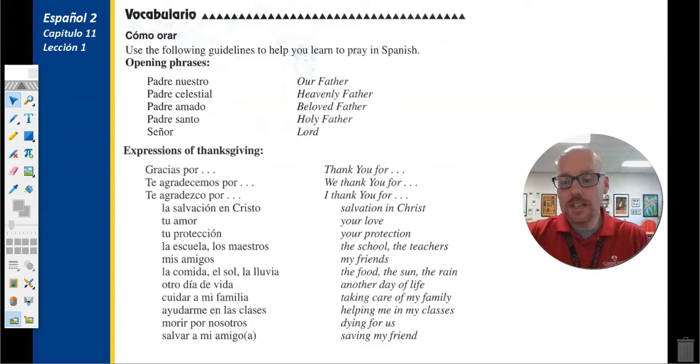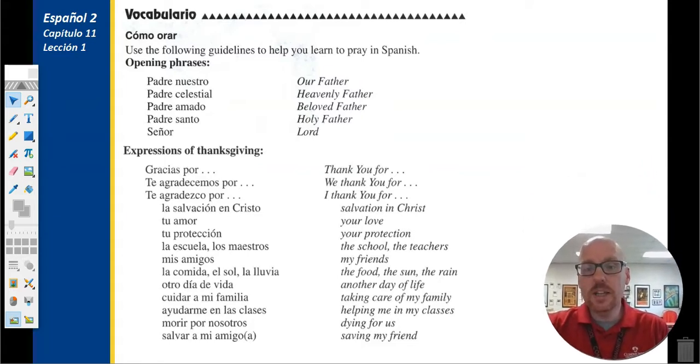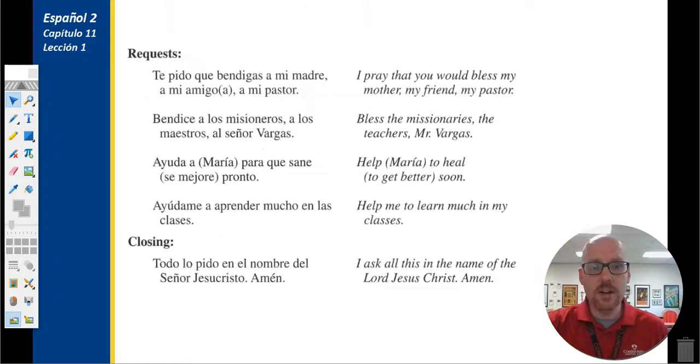Our vocabulary for this lesson has been related to prayer. It's been specific phrases and terminology that you might need to put a prayer together. And that vocabulary is located there for you on página 281. Como orar, how to pray. We had several guidelines, several ways to open prayer. We went over that in our homework check. We talked about expressions of thanksgiving, several of those. Make sure you are able to use this vocabulary in putting a prayer together.